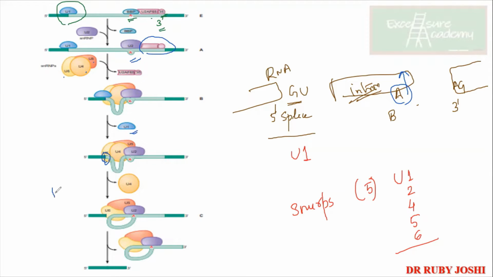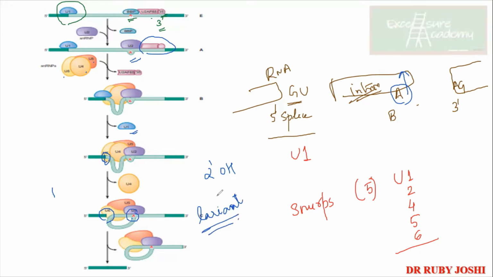So this is the first breaking of the phosphodiester bond. Then it is going to act over here at the branch site. Here the 2'-OH is going to have a nucleophilic attack on the phosphate present over here and forms a lariat. So your intron forms a lariat.